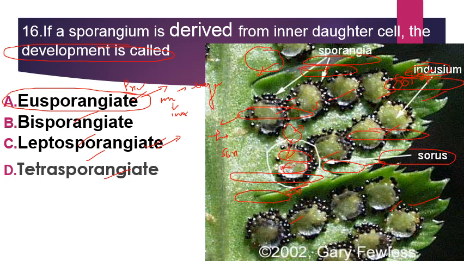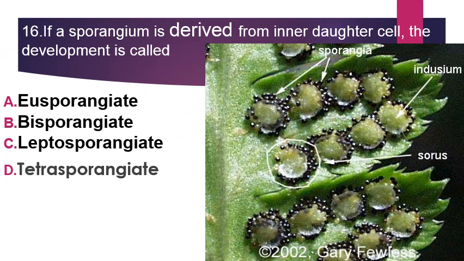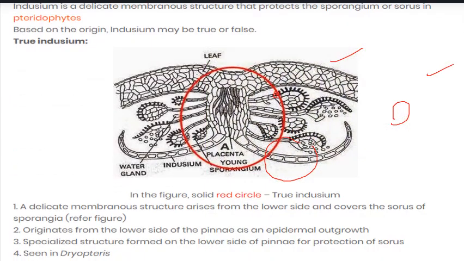So these are the sori. जो multiple sporangia हैं ये group में present होते हैं. This structure is known as sori or sorus. So this group is known as sorus. और ये जो single structure, this is called sporangia, and they are covered by a flap-like structure which is known as indusium. So this is the true indusium.